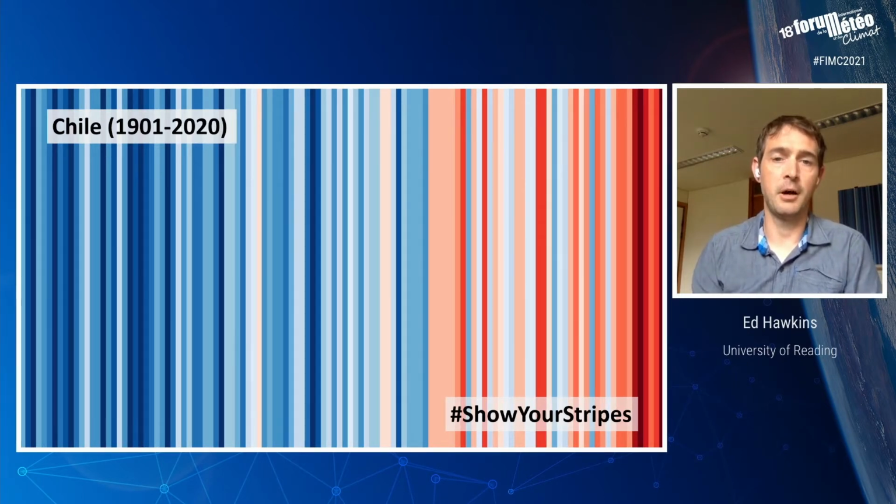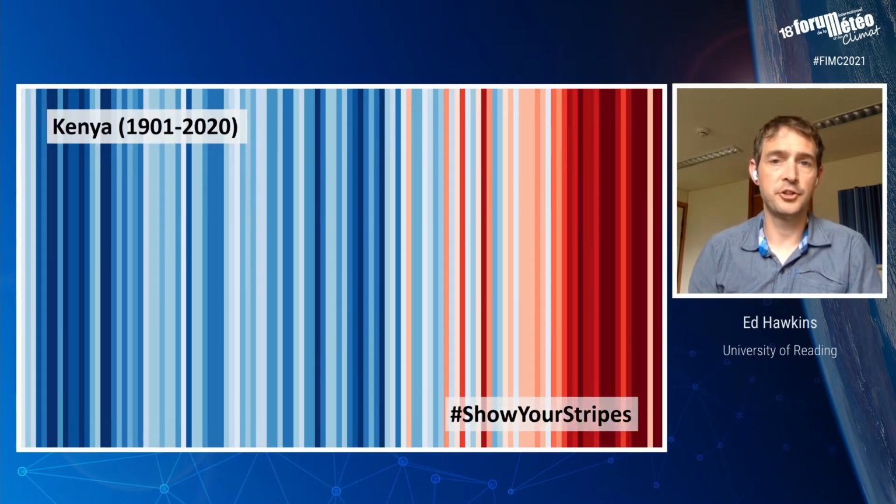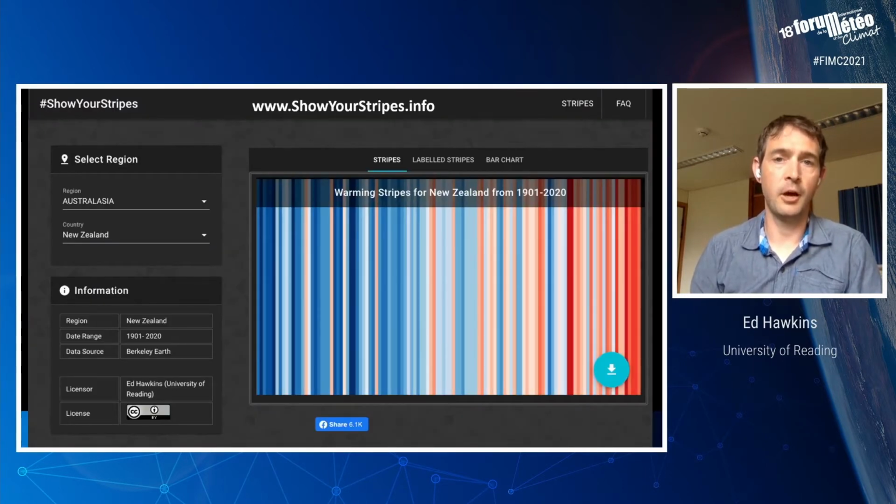And these are just simple examples of the country data that is available and the graphics we can provide. Wherever you live, whichever country you live in, you can find these graphics and use them in your communication. You can do that by going to our website, which is showyourstripes.info. Simply put in your country, and the graphics will be on the screen for you to download and use however you like.